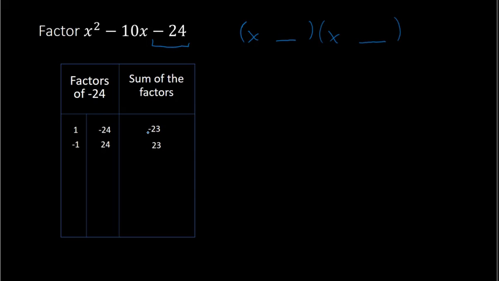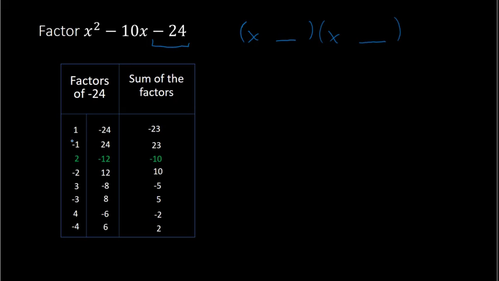It could be negative 1 and positive 24. That would give me positive 23 when I add them together. Could be 2 times negative 12, which would add to be negative 10. Could be negative 2 and positive 12, which would add to get positive 10. Could be 3 times negative 8, which would add to get negative 5. Or negative 3 and positive 8, which would add to be positive 5. Or we could have 4 times negative 6, which would add to get negative 2. Or negative 4 times positive 6, which would add to be positive 2.